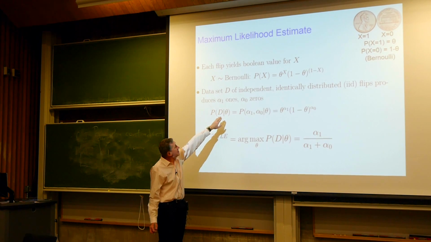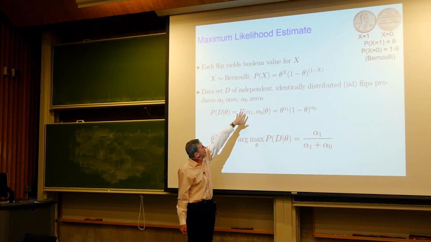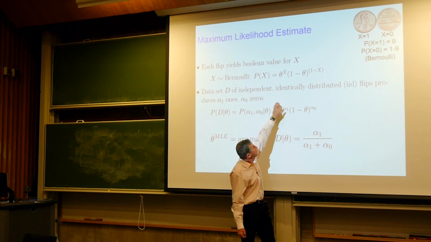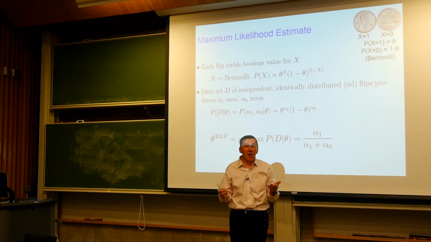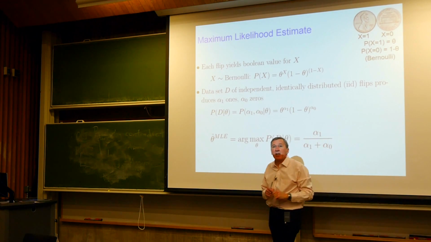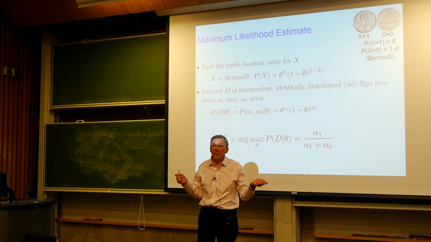If we flip it a bunch of times, we can count the number of ones and zeros, heads and tails, in that collection of independent flips which are identically distributed. Identically distributed just means they're all following the same theta. It's the same coin. And they're independent in the sense that the outcome of one coin flip doesn't really influence the outcome of the next coin flip.